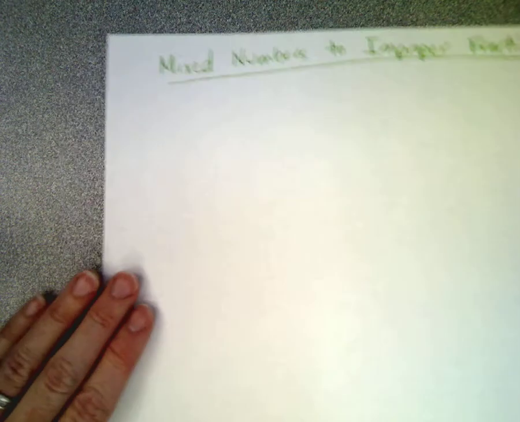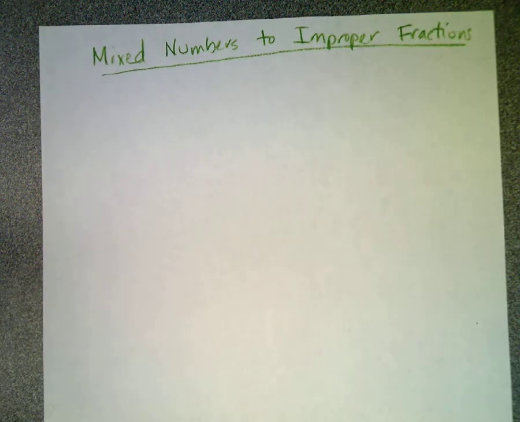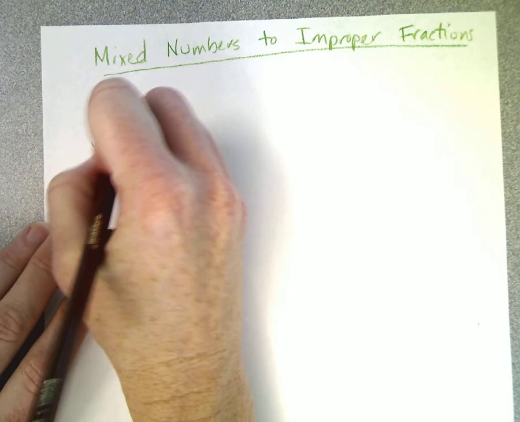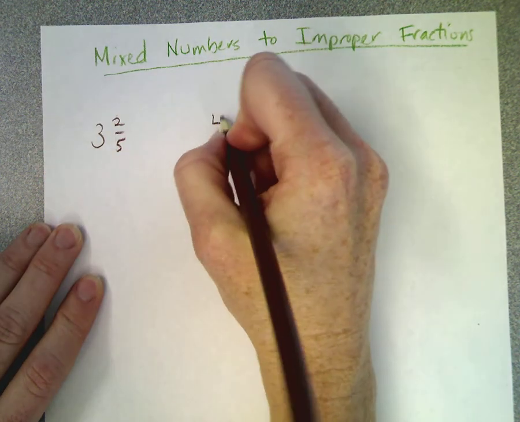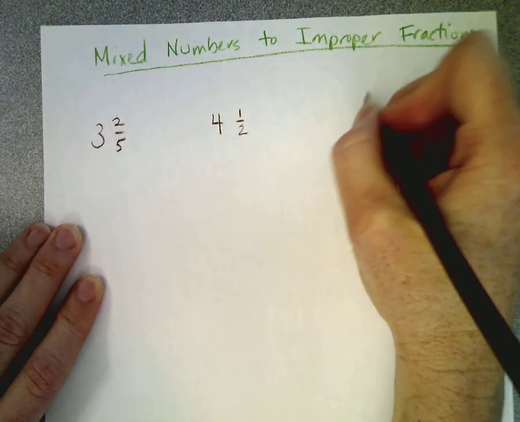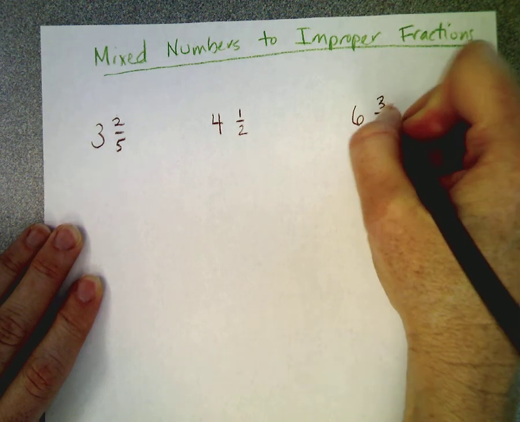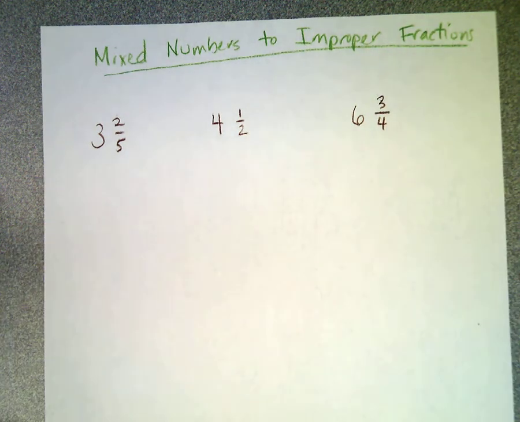Okay, so now same idea here from mixed numbers to improper fractions. Let's take a couple examples. Let's take 3 and 2/5. Let's take 4 and a half. And let's take 6 and 3/4. So I'm going to do the same thing again here.